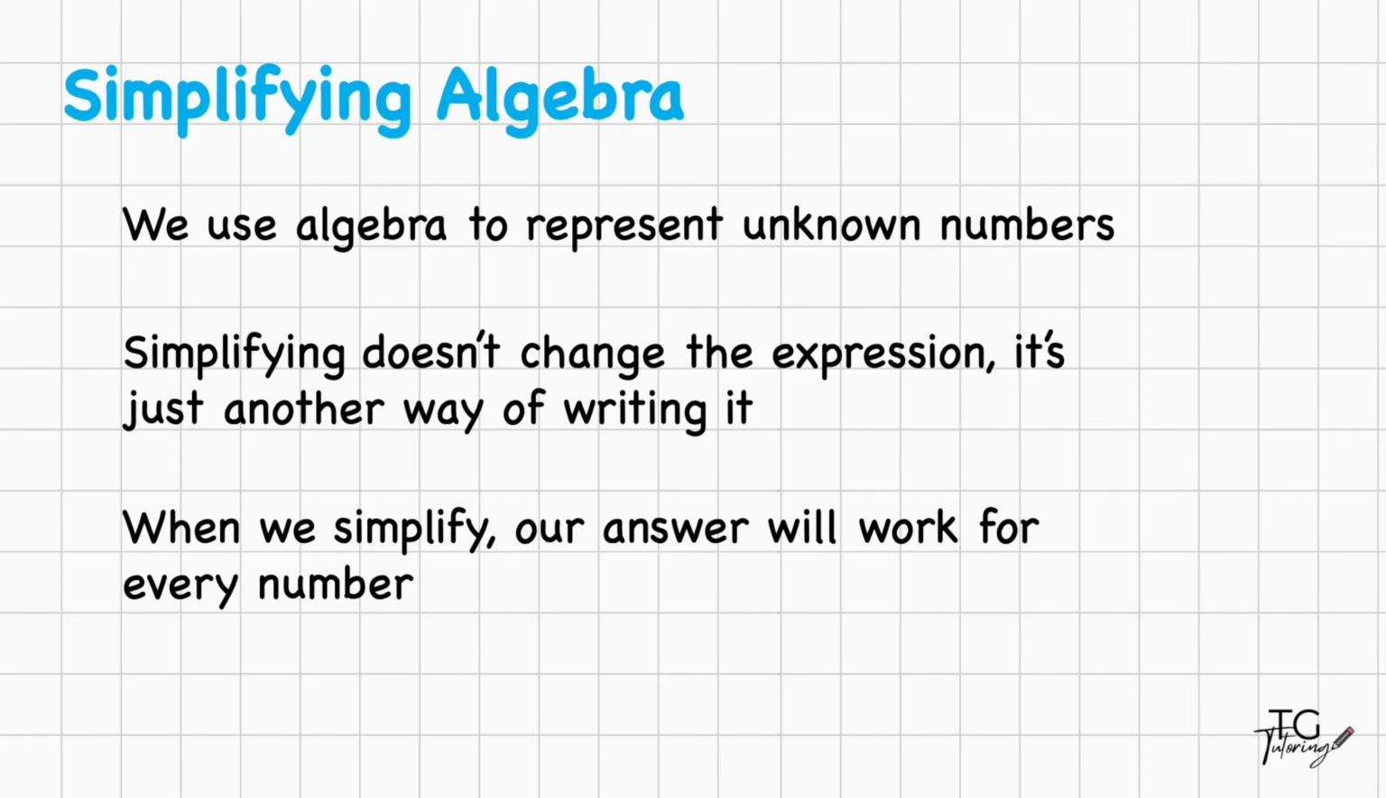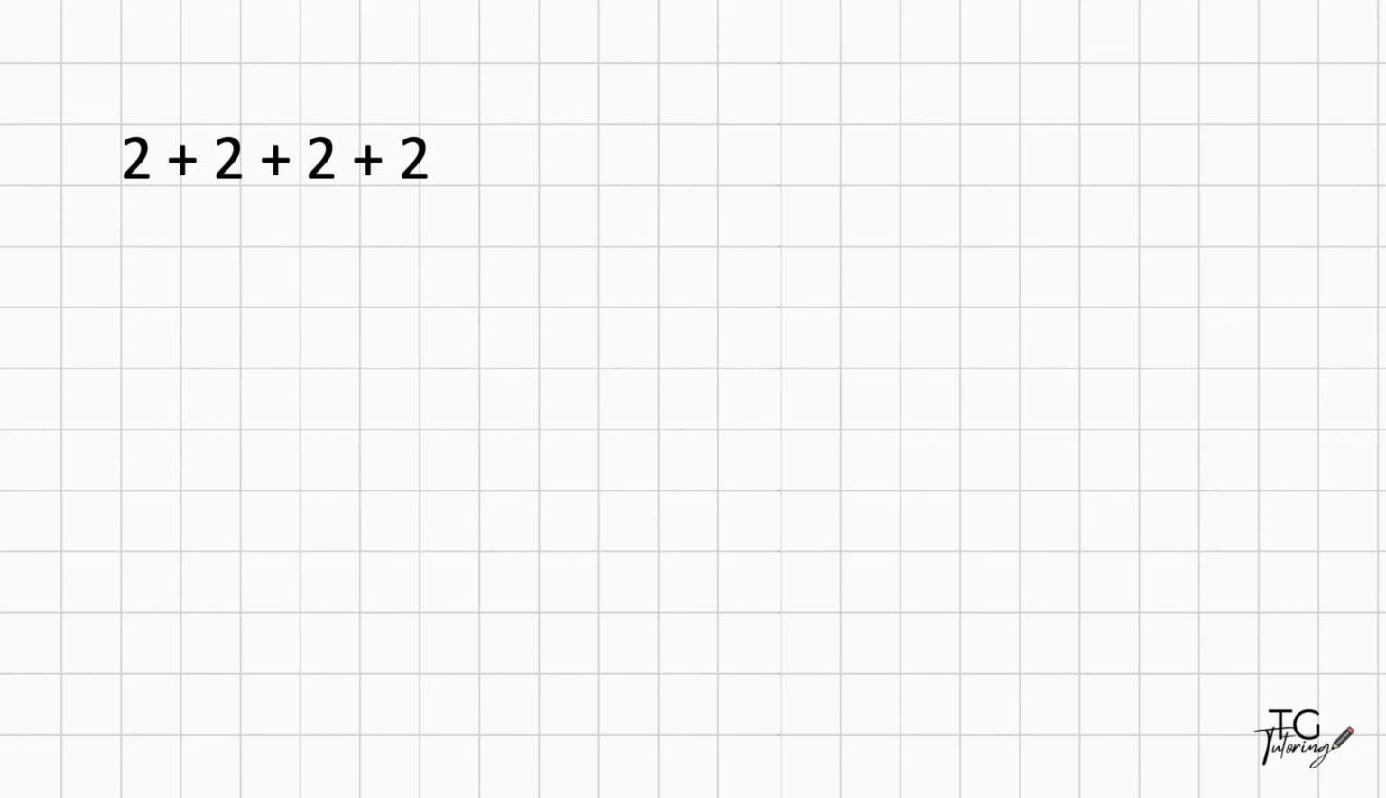So to make that simpler, let's think about real numbers. Let's consider 2. If we had 2 plus 2 plus 2 plus 2, if we think about our 2 times table, to work out the next number, we add 2 each time. So 2 plus 2 is 4, plus 2 is 6, and then 8, which is the same as doing 2 times 4, or 4 times 2. So they are the same thing.